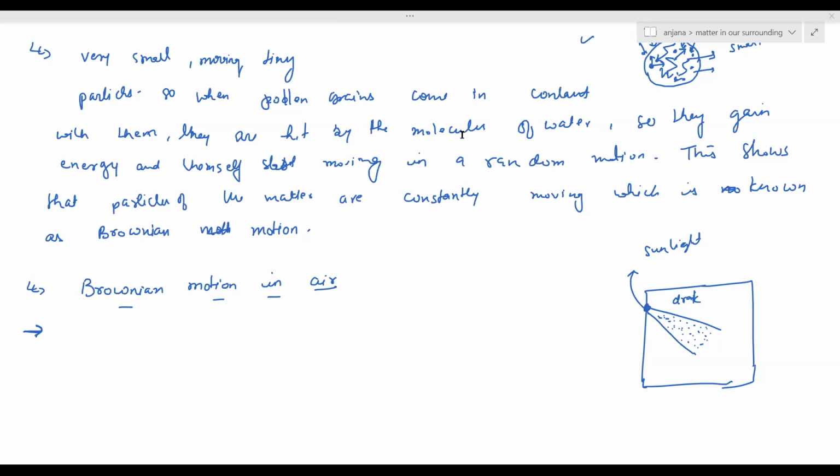Now why are these dust particles moving? You know that you cannot see the molecules of gases because they are way too tiny, but dust particles you can observe. So why are dust particles moving? You can see they are getting some kinetic energy, but from where? These are not gas molecules, so why are they constantly moving?